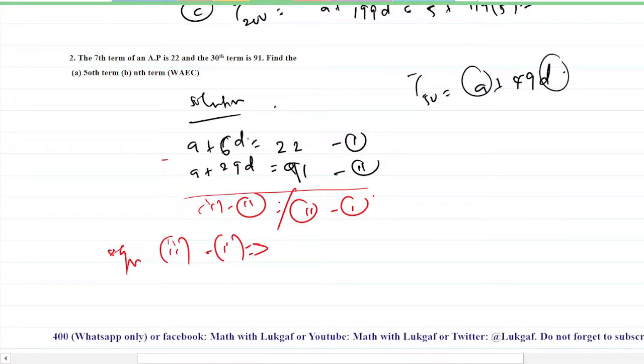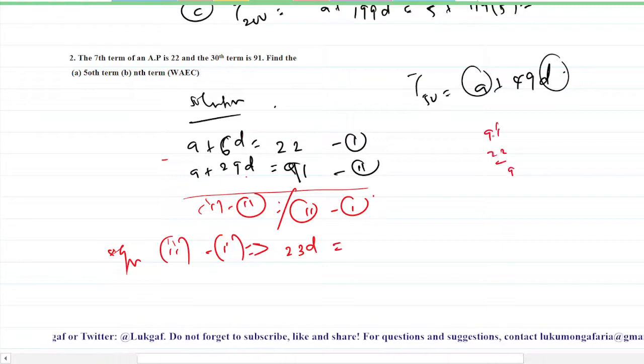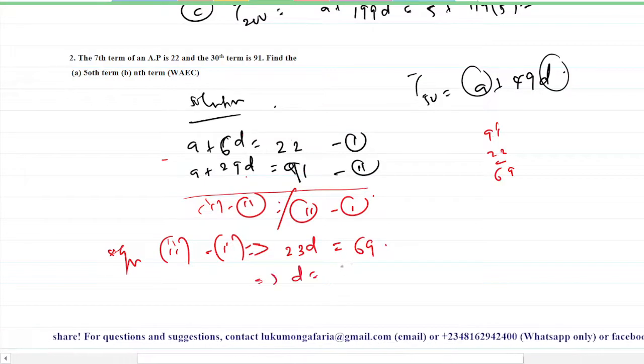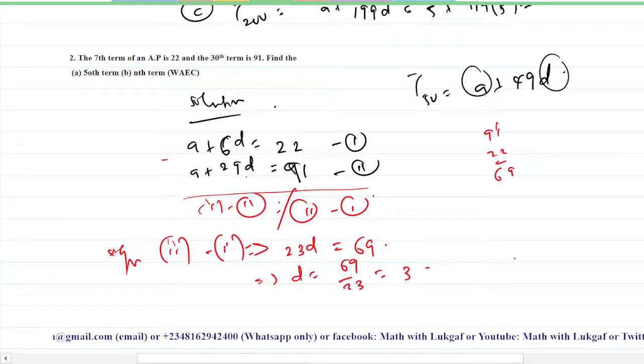29D minus 6D will give me 23D, equals 91 minus 21. 91 minus 21, that is 70. So 23D equals 70. From here, it means I can find the value of my D, that's 70 divided by 23. What's 69 divided by 23? I think that is 3. You understand now?